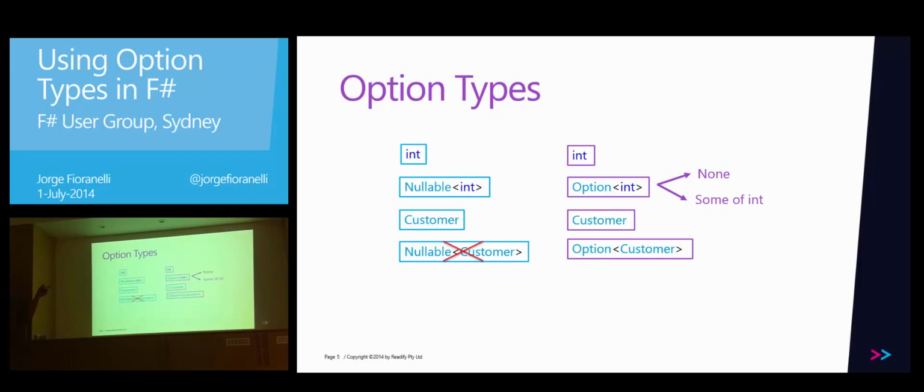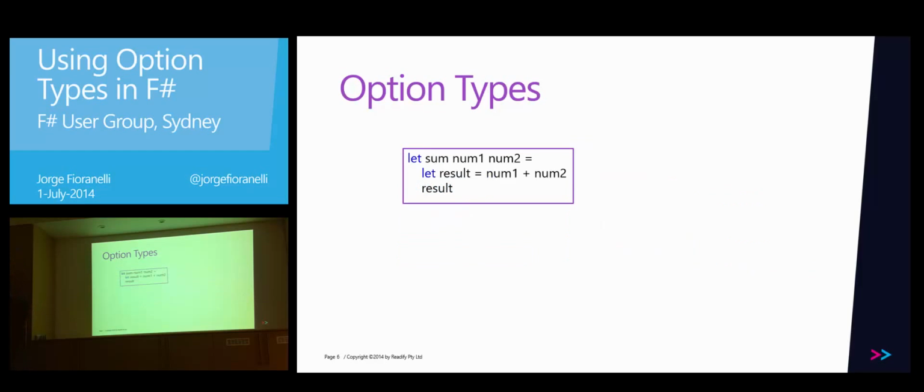Whenever you use an option, you get two different types. It's like inheritance. Think as option of int being the abstract, and then you have the implementation that could be none, or Some of int. That means that option is like a box that you need to open, and inside could be empty, having none, or it could be Some of int. And the same for a reference type like customer. You could get None or Some of customer.